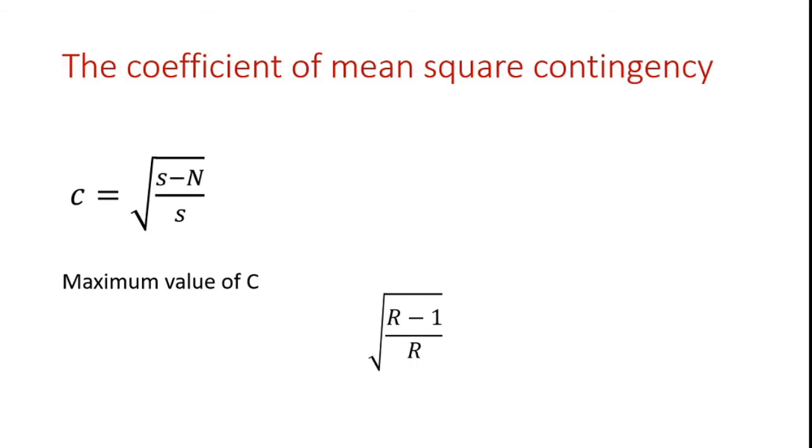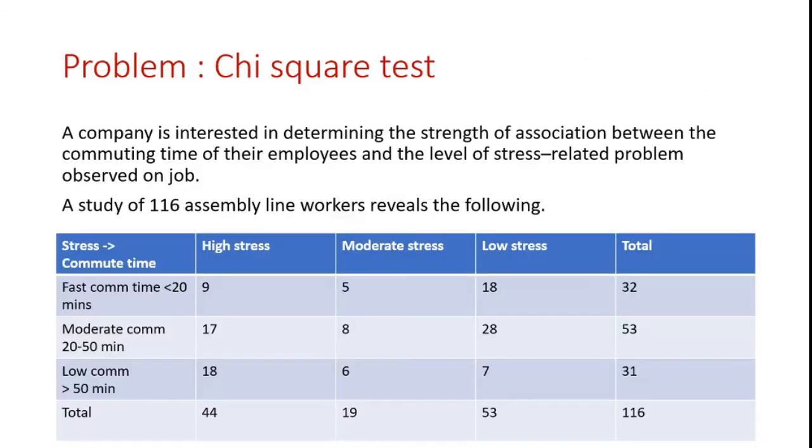So the maximum value, let us say I have an order of 3 by 3, so I have two attributes of three classes each. The maximum value of C will be the square root of 3 minus 1 by 3. So it is the square root of 2 by 3. This is important when we have to relate the theoretical maximum value of the coefficient of mean square contingency with the observed value. I will show you in an example.